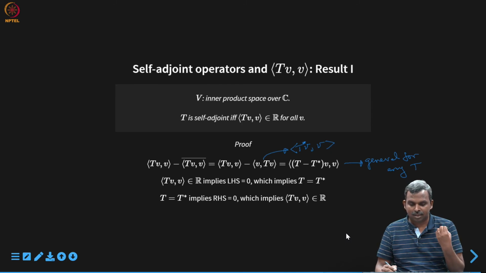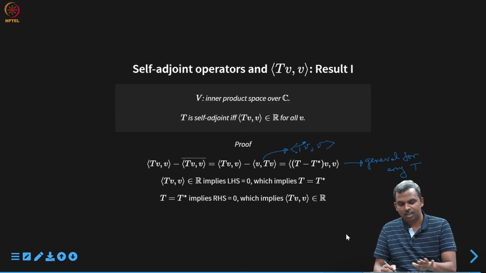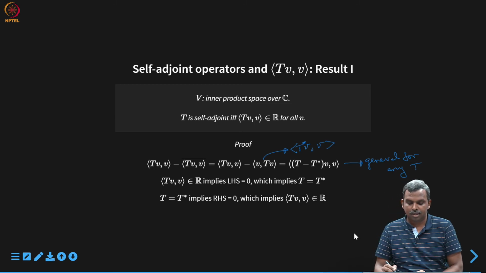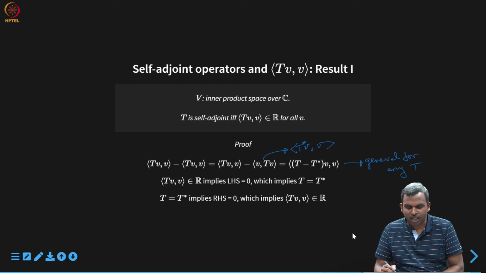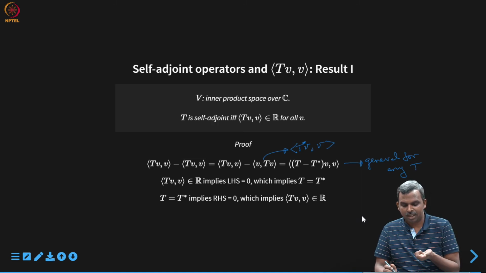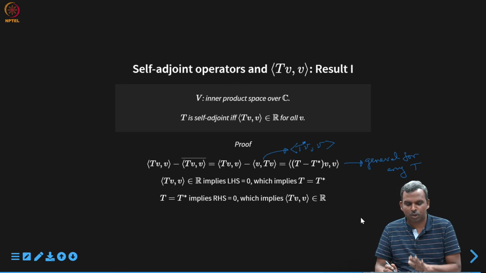So self-adjoint operators have so many simplifying properties, and all of this will come together with these kind of simple proofs. There's nothing major going on here, but this notion of adjoint and the inner product being the same when you conjugate is playing the key role here.